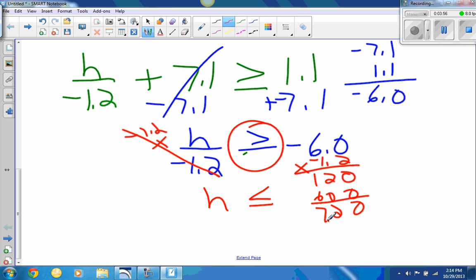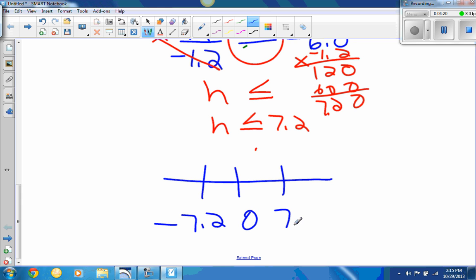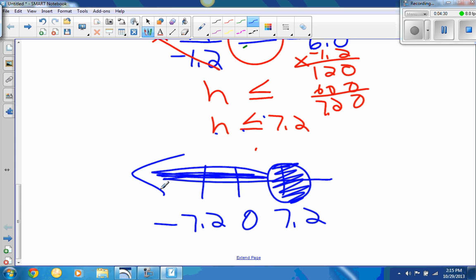2 decimals. Just double checking my work here, make sure that it is a positive. I'm going to rewrite that so you can read it better. So h is less than or equal to 7.2. So then if I wanted to go ahead and put that on a number line, I do -7.2, 0, and 7.2. Circle 7.2, it says or equal, so I shade it in. It says less than, h is less than. That means over here, where are the numbers that are less than, that direction.